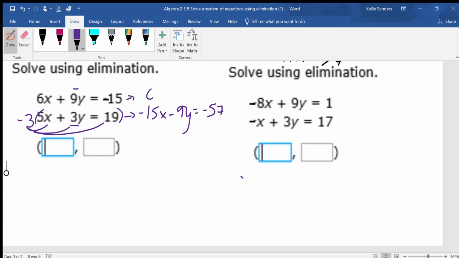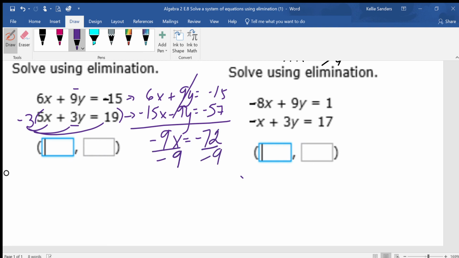This one is just going to come on over. The y's will cancel out. What's 6 minus 15? Negative 9. What's negative 15 and negative 57? Negative 72. Divide by negative 9. Divide by negative 9. X equals 8.